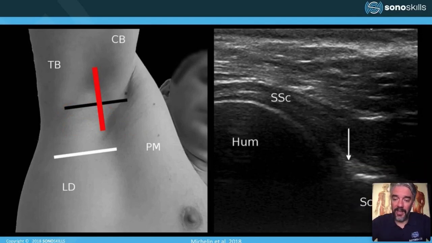If I'm scanning the axillary recess and I go with my transducer distal, but distal is actually proximal because we're going from elbow towards the shoulder joint. So I'm going proximal. I'm going over the humeral head and then on the other side, I can find the glenoid cavity with the inferior labrum.